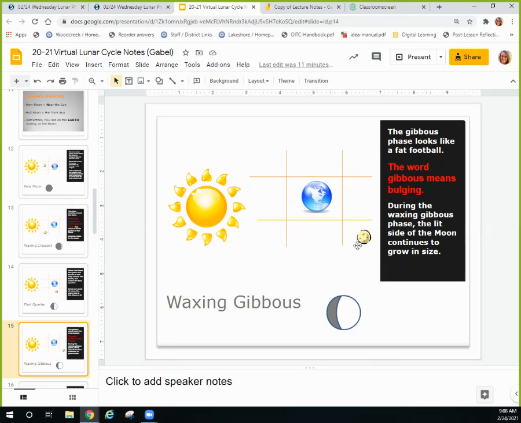The light continues to increase, and we got our big boy, right? Our gibbous moon, and it kind of looks like a fat football. The word gibbous actually means bulging, and during the waxing gibbous phase, the lit side of the moon is continuing to grow in size because we're going toward a full moon.